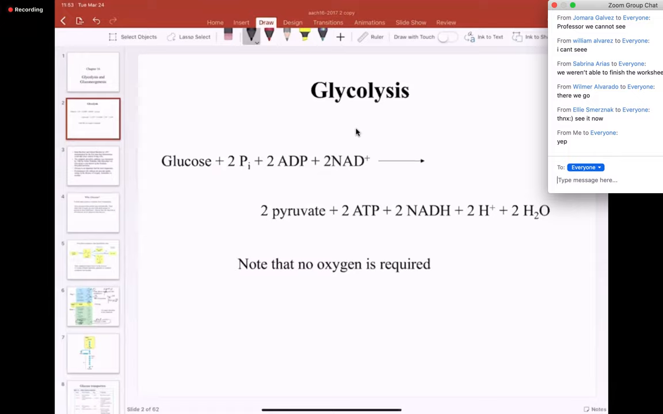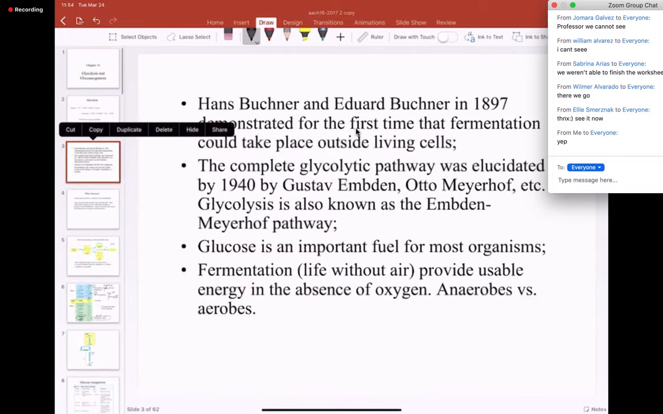The issue with producing 2 NADHs will need to be addressed later because you only have so much NAD in your body. So you need a way of recycling that NADH back to NAD so it can be used again and glycolysis can continue. We'll discuss how the NADH goes back to NAD in a few minutes. Here's just the overall picture of glycolysis taking place in the absence of oxygen.